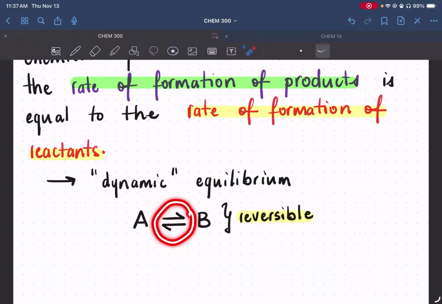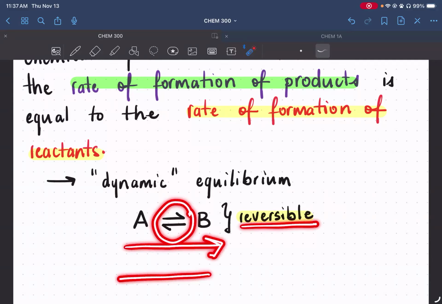And way back when I told you, don't worry too much about what that arrow means. We'll come up on it later. We're now here. This arrow indicates that a reaction is reversible. That is, it can occur in the forward direction. It can also occur in the reverse direction.